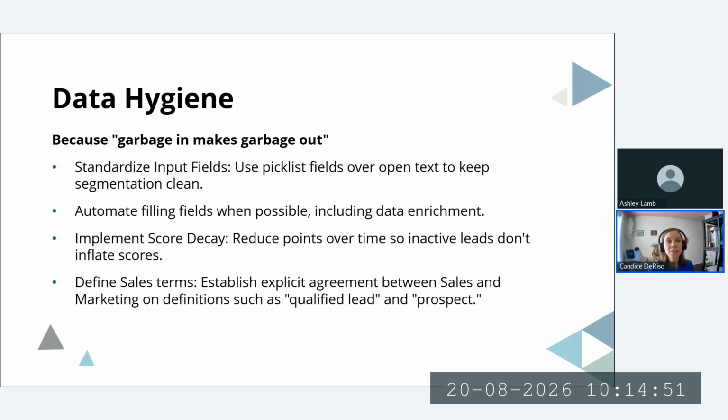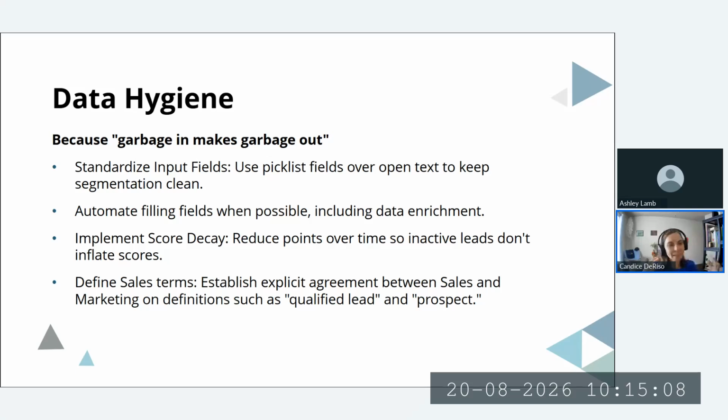You can use data enrichment. And at the end of this, we can talk more about AI and data enrichment. You can implement score decay, and I'll get into that with lead scoring, where you maybe reduce points over time. So an inactive lead, it lowers their score.